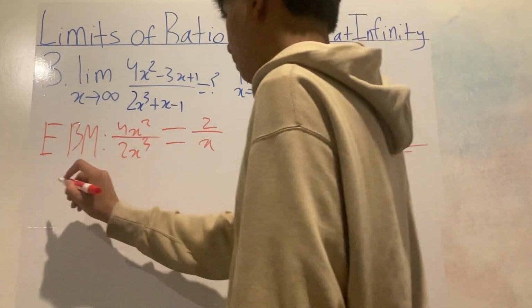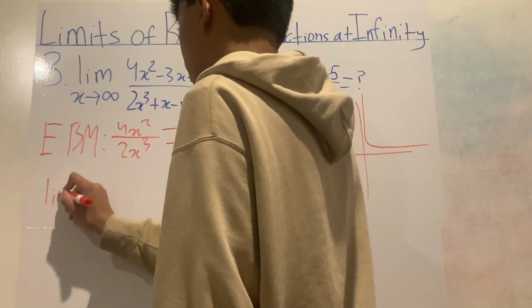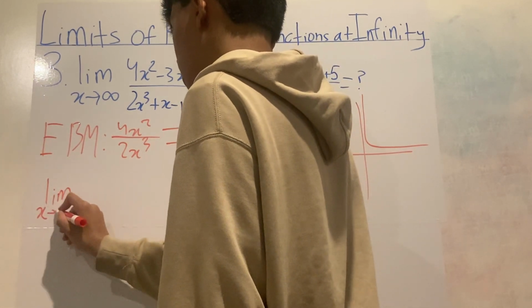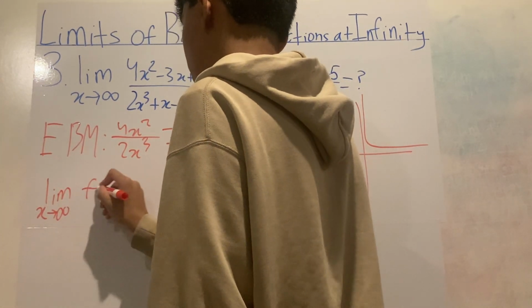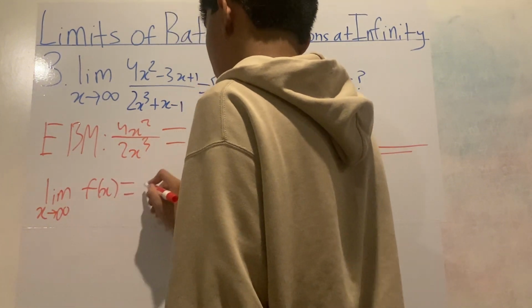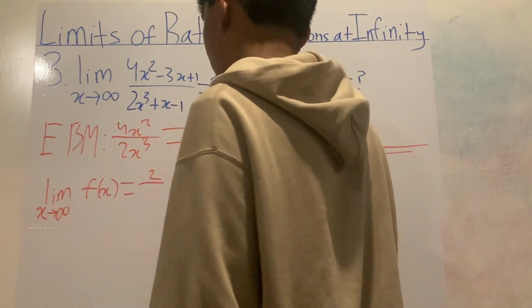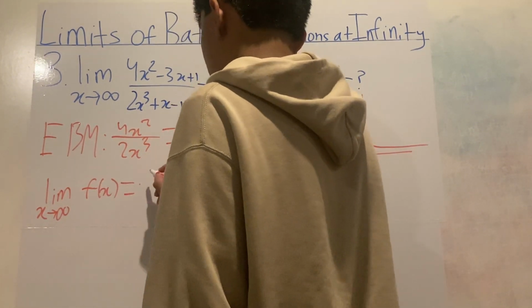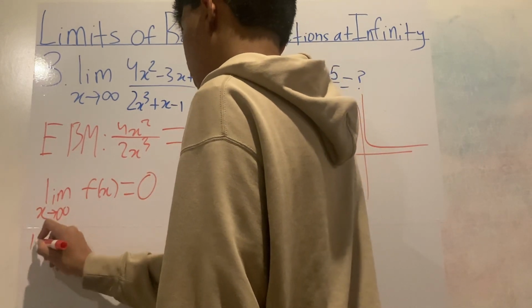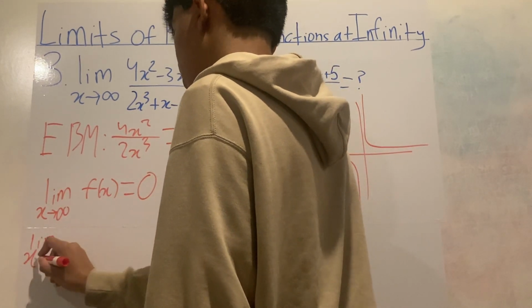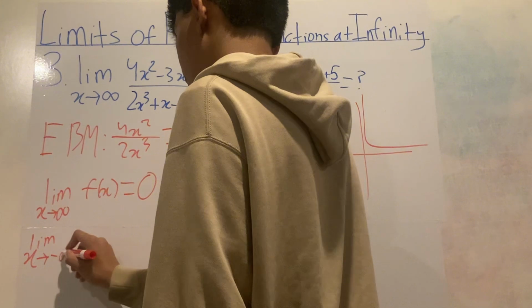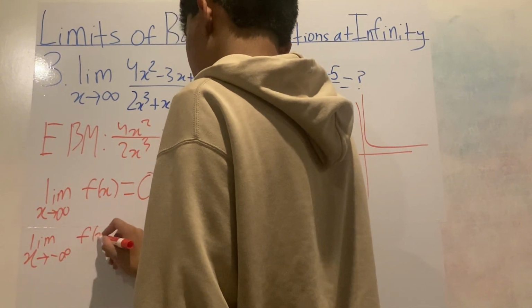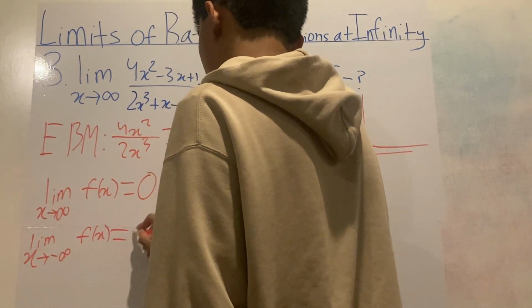So we can just say that the limit as x approaches infinity, and once again let's say f of x, 2 over x, or not 2 over x, this becomes 0. And the limit as x approaches negative infinity also equals 0.